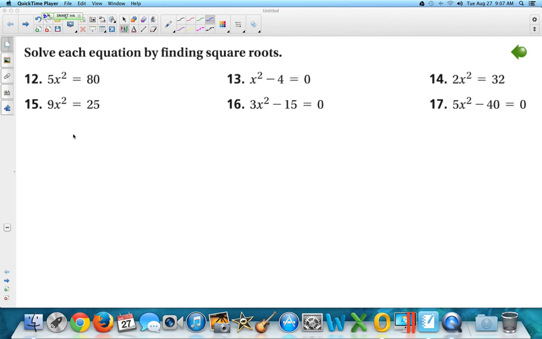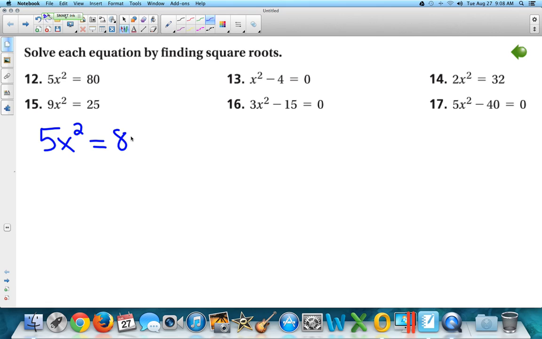The first one I'm going to work is number 12. It says 5x squared equals 80. First thing I'm going to do is divide both sides by 5. So now I know that x squared equals 5 goes into 80 16 times.